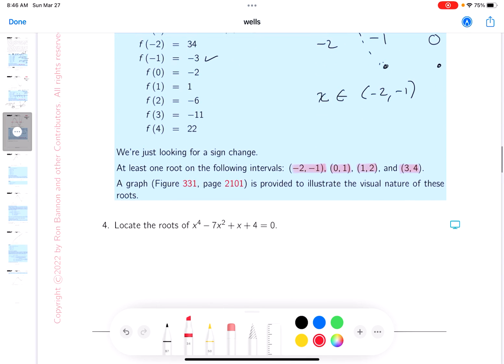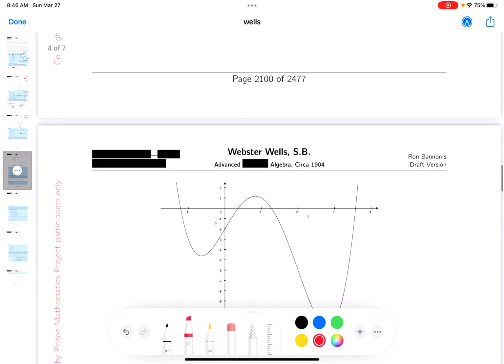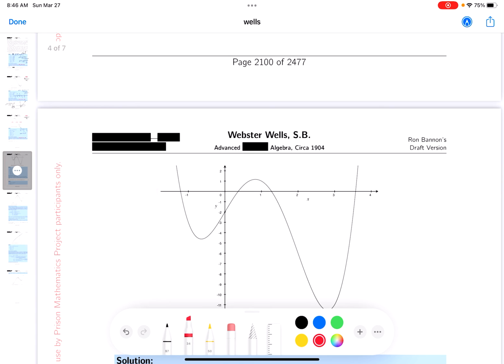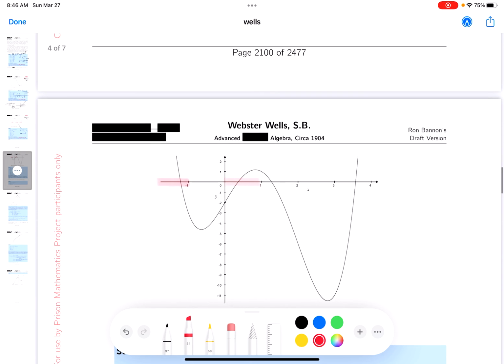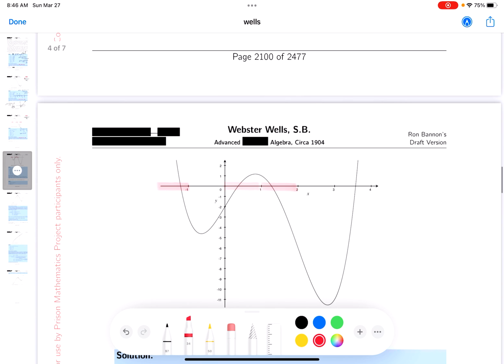All right, let's go to the picture. And this is 331. A root between -2 and -1. I got that covered. Between 0 and 1, I got that one covered. Between 1 and 2, that one's covered. And the last one I had between 3 and 4, right? Now, granted, we can refine the shape of the curve, but right now, we're just trying to get a feel for where the roots are, and that's all we're doing, all right?